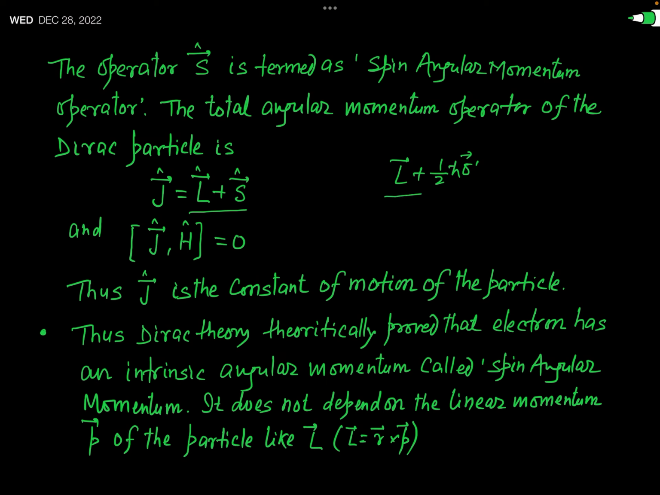is actually a constant of motion, and instead of this 1/2 ħ σ dashed, we write S, and you can write it equal to J. So you can say that this J, which represents the total angular momentum, which is the sum of the orbital angular momentum and the spin angular momentum, is a constant of motion, and so its commutator with the Hamiltonian vanishes.